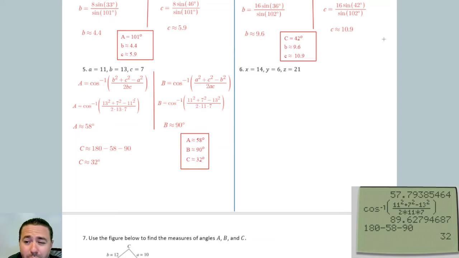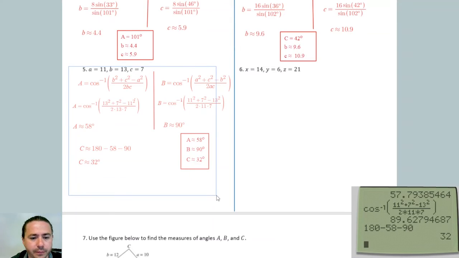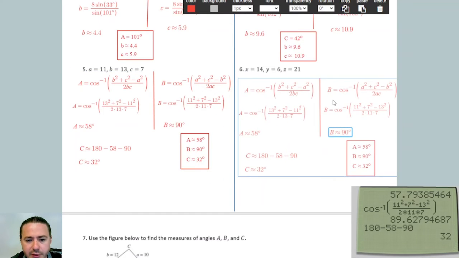Okay, now problem 6, we're going to work essentially the exact same way, except we're going to make sure that we modify our parameters or variables to match up with the three that are given. So instead of A, B, C, we'll have X, Y, Z. Not a big deal, we just got to be careful.